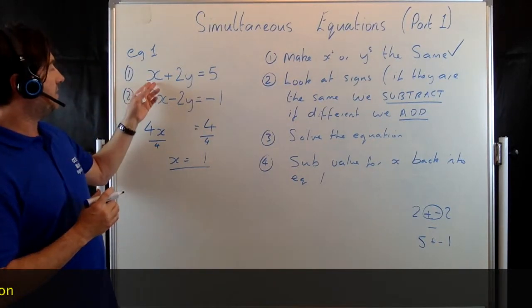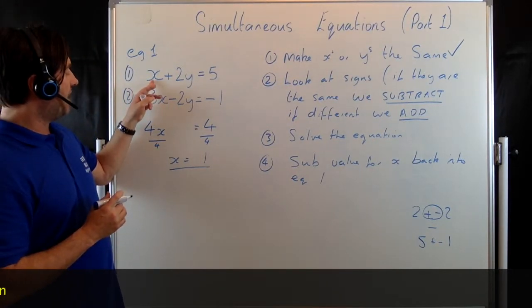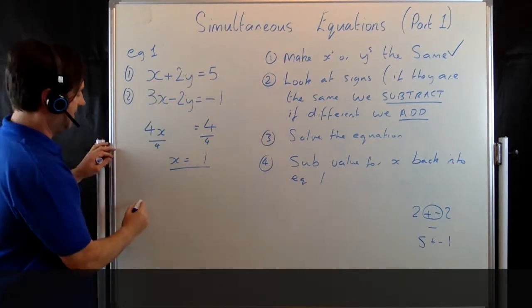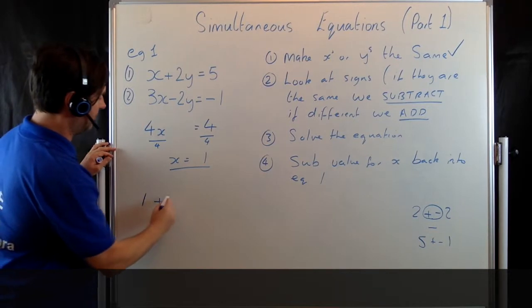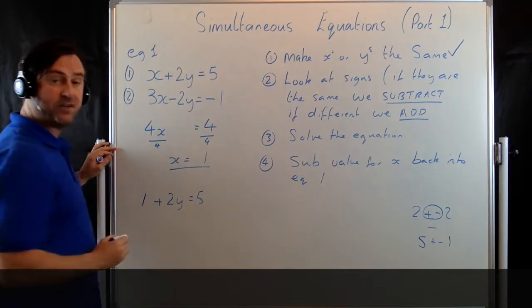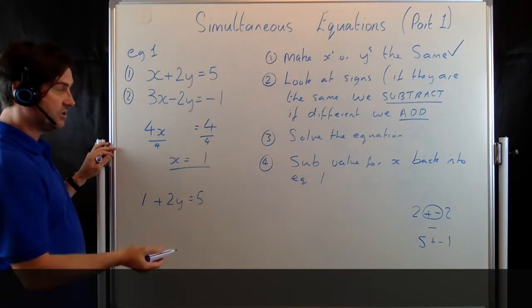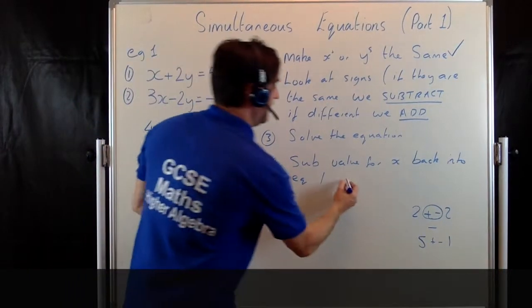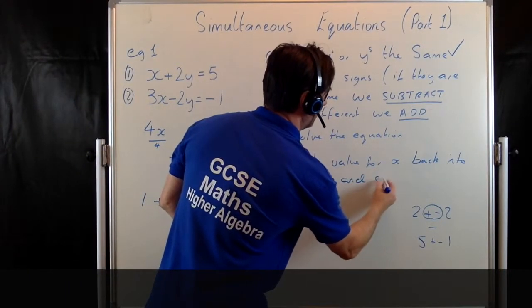So here, this is equation 1. We now know what x is. We know x is 1, so I'm going to replace the x with 1. So I get 1, write down the rest of the equation, plus 2y equals 5. Now I just solve that equation, so sub value for x back into equation 1, and solve.